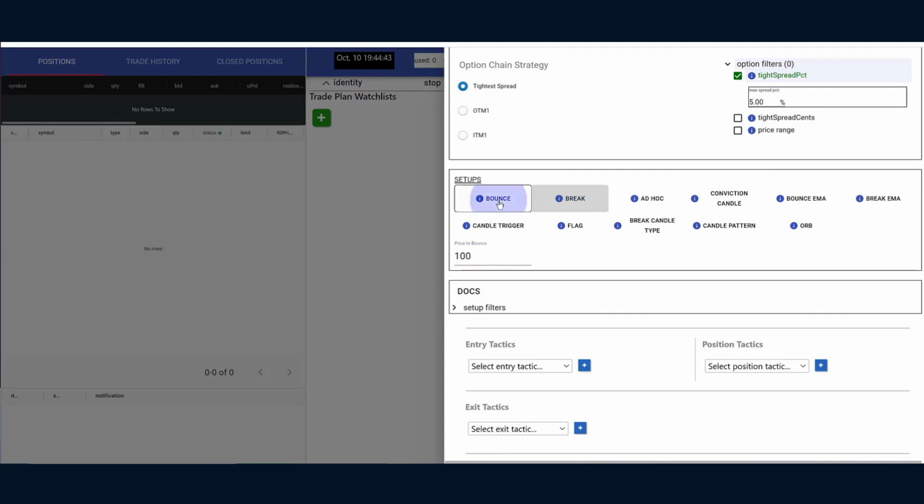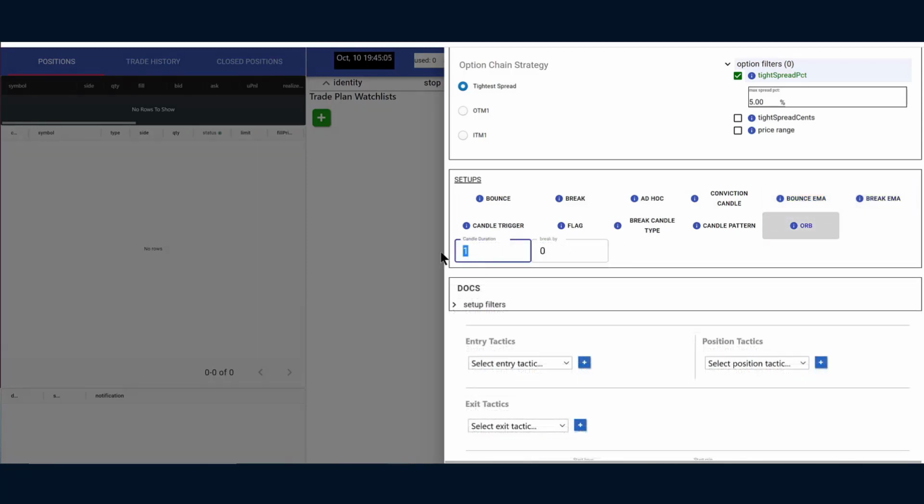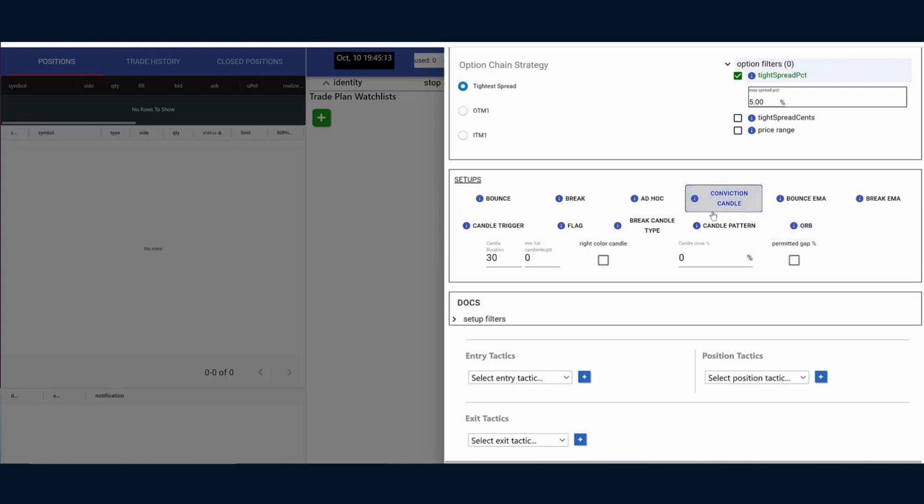Similarly, bounce and break EMA work the same way, except that you do not have to provide a price. You give them a candle duration, say, 5 minutes, and the number of candles for the exponential moving average, and those setups will trigger at whatever price the intersection occurs. ORB is our opening range break setup, where you can wait for price to break out of the range of your choice, be it 1 minute, 30 minutes, 60 minutes, whatever you choose.